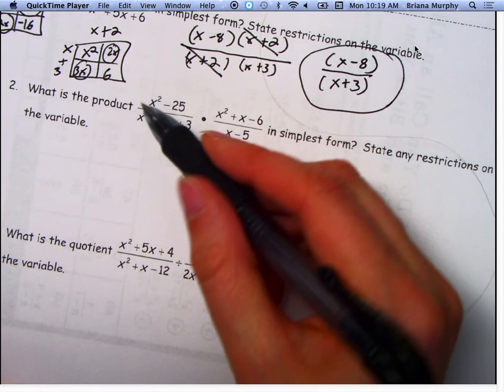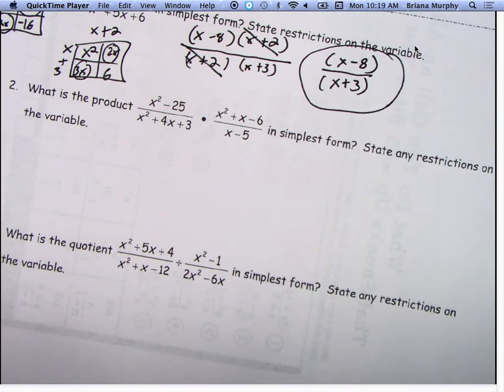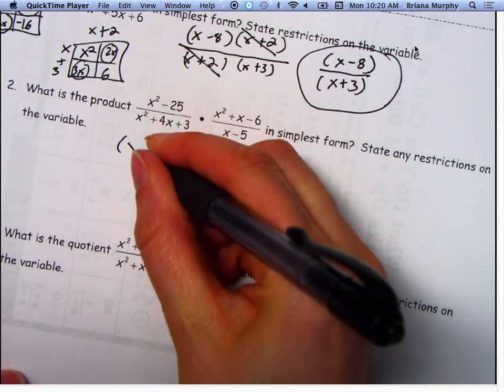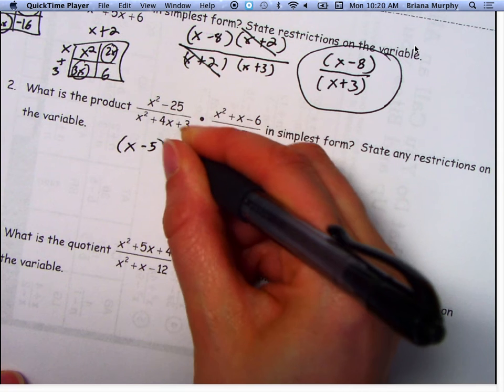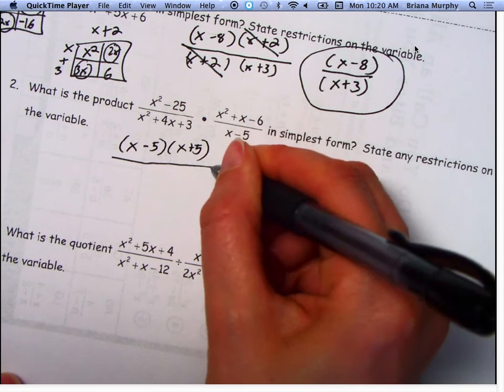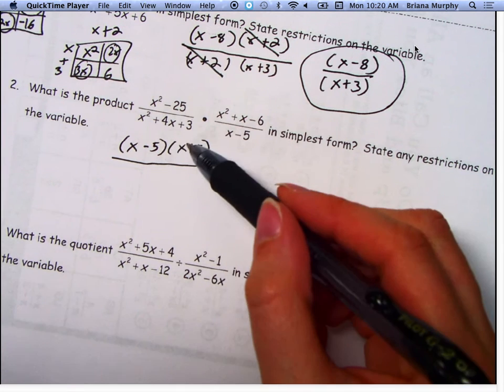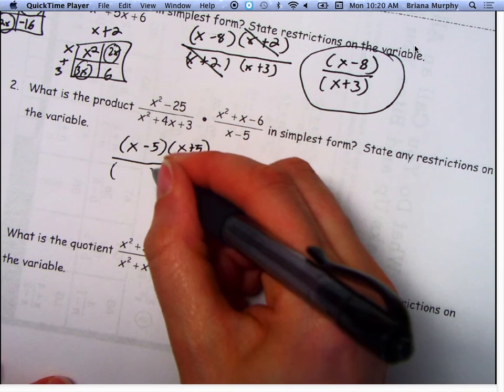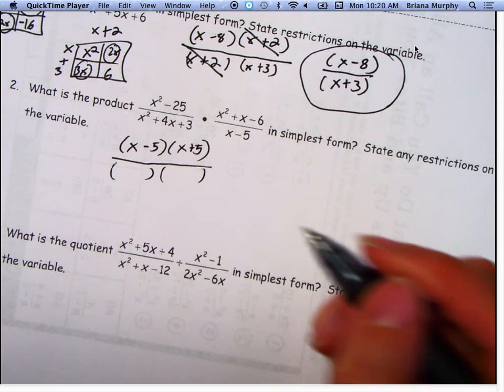We've got x squared minus 25. Now, one of the reasons I had you do all those little special tricks is so that right away you know this is x minus 5 times x plus 5. Done. The bottom, x squared plus 4x plus 3, what does that factor to, guys?